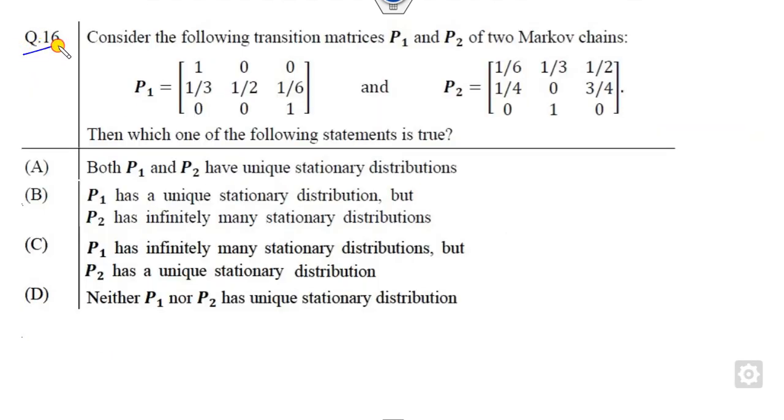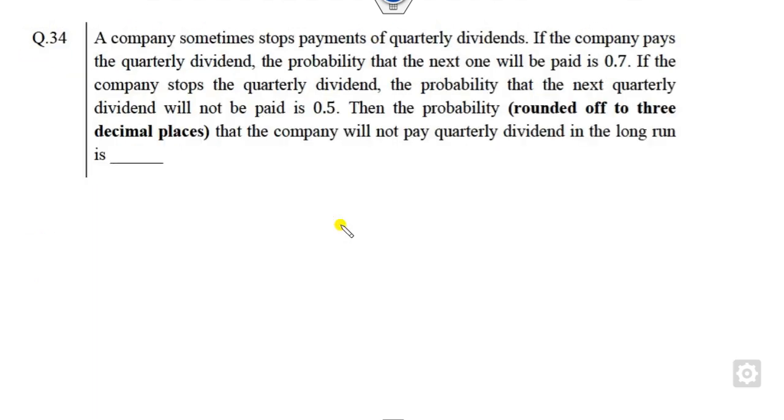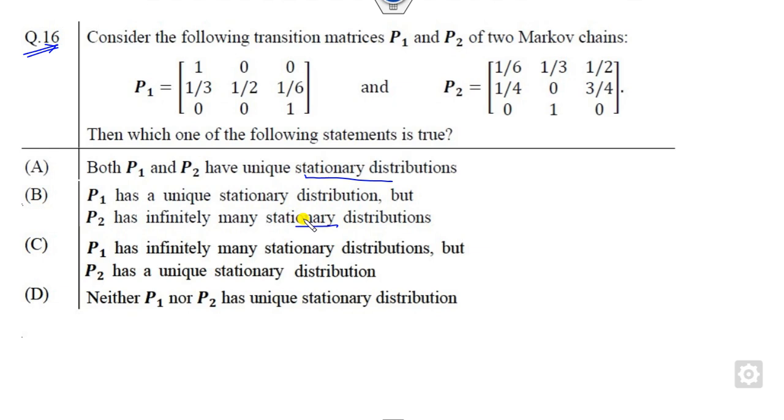So this is question number 16, which is related to the stationary distribution, and this is question number 34, which is related to finding the probability in the long run case. Long run is also called the steady state probability. How can you find this probability in case of the steady state?